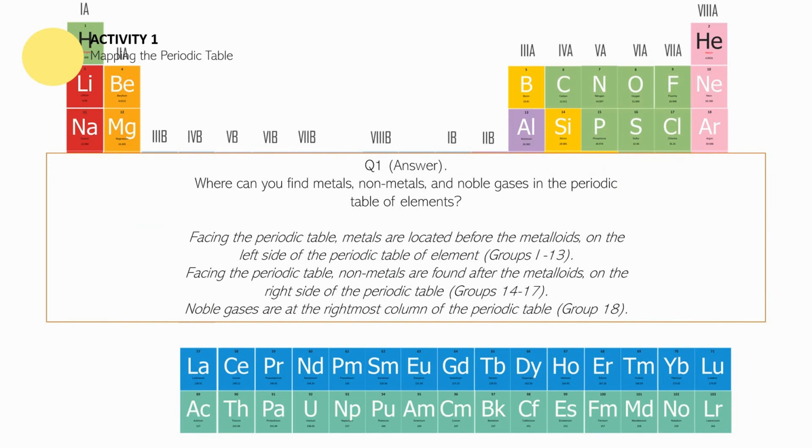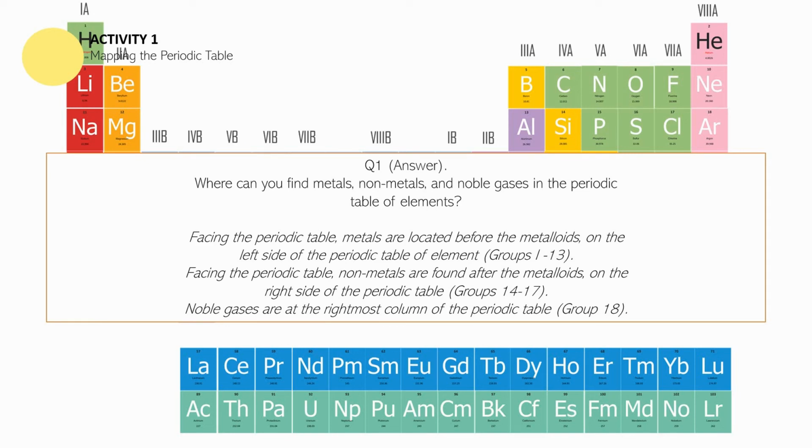For question number 1, the answer is, okay, so facing the periodic table, metals are located before the metalloids on the left side of the periodic table of the elements. So those are the groups 1 to 13. And then facing the periodic table, nonmetals are found after the metalloids on the right side of the periodic table, which are groups 14 to 17. The noble gases are the rightmost column of the periodic table, group number 18.